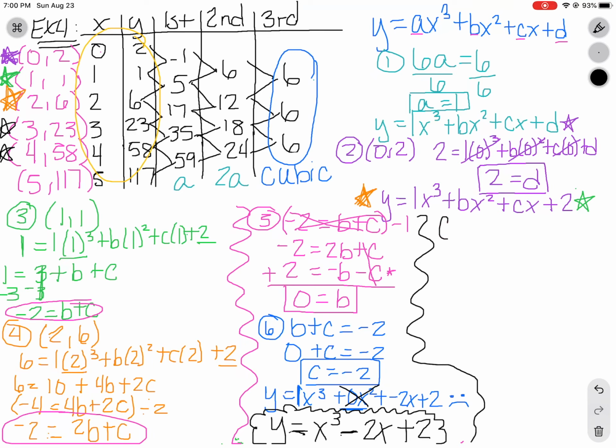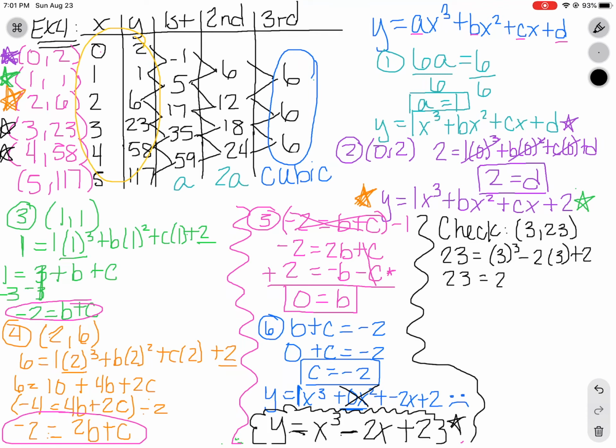So to check, if we plug in 3, 23 to our final equation, we will get 23 equals 3 cubed minus 2 times 3 plus 2. So let's see, does 23 equal 3 cubed, which is 27, minus 6 plus 2? Well, 27 minus 6 would be 21, plus 2 is 23, so that definitely works out.